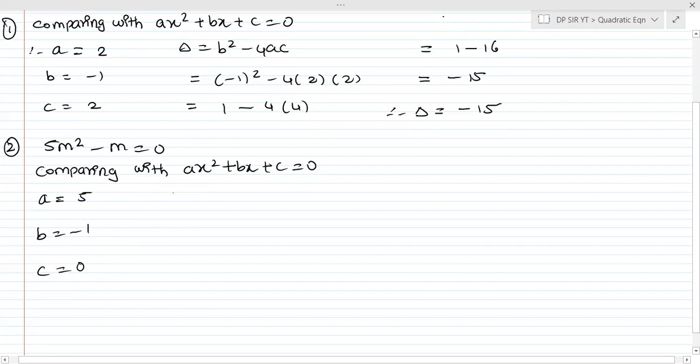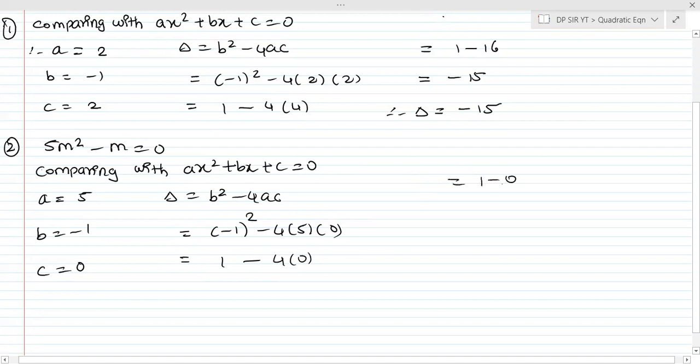There is something wrong with my slate and pen today. It's not working properly. So delta is equal to nothing but discriminant b square minus 4ac. The values of a, b, c we have got. So here it's going to be, b value here is also minus 1, minus 4ac. That won't matter because that whole term will become 0. Okay, minus 1 whole square, yes, so it's 1 minus 5 into 4 into 0. So here it's going to be 1 minus 0, which is equal to 1.